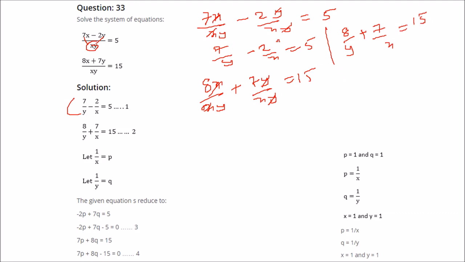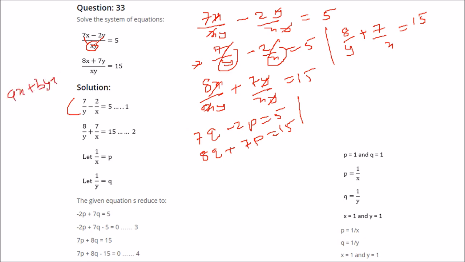Now 1 by x has to be placed as u or p, it depends on you, what you want. So this will be p and 1 by y will be equal to q. So these equations become 7q minus 2p equal to 5. And this equation will become 8q plus 7p equal to 15. Now let us take, or you can just solve it right here itself. But there is no restriction that it has to be in the form of ax plus by plus c equal to 0. It can be say by plus ax plus c equal to 0.